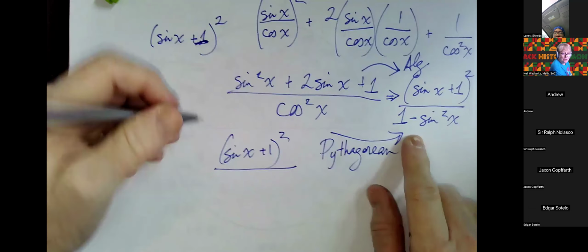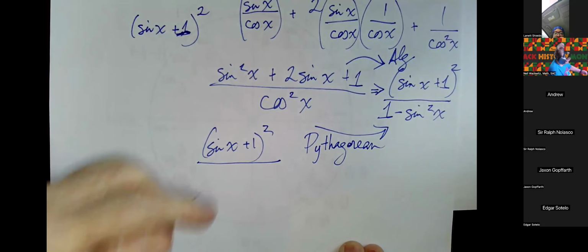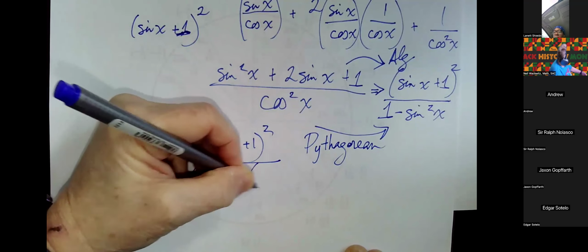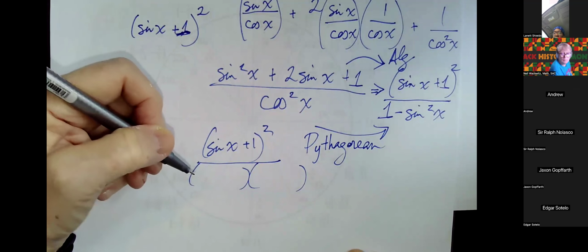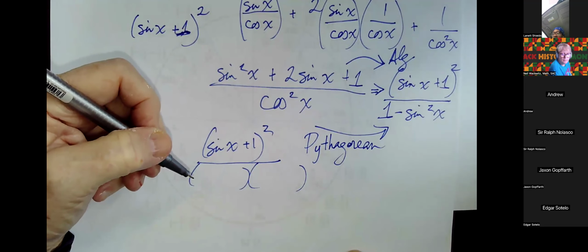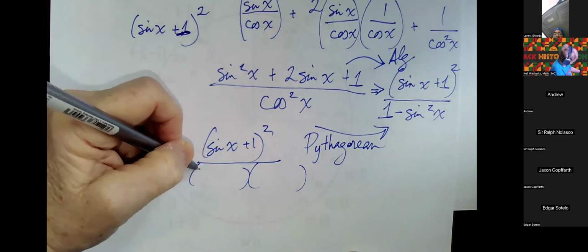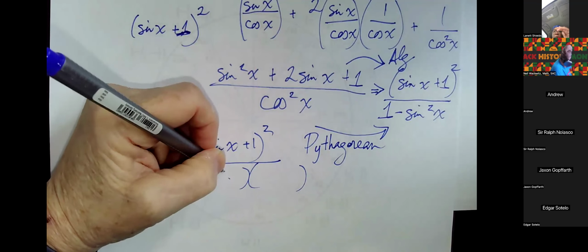And how do you factor 1 minus sine squared? Was it 1 plus sine x times 1 minus sine x? Very good.